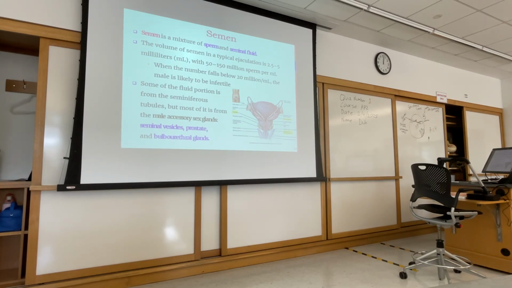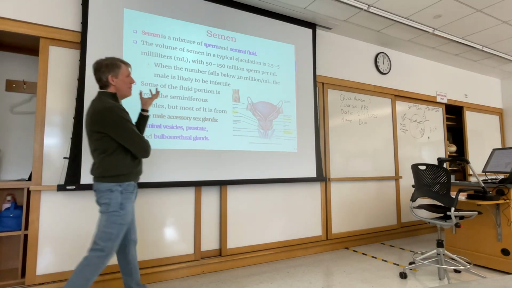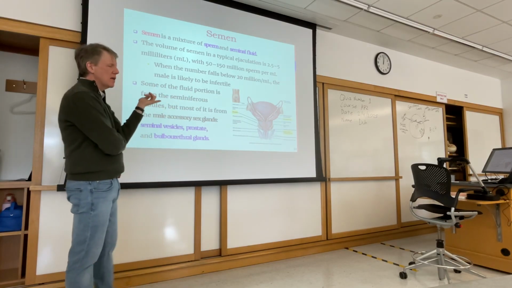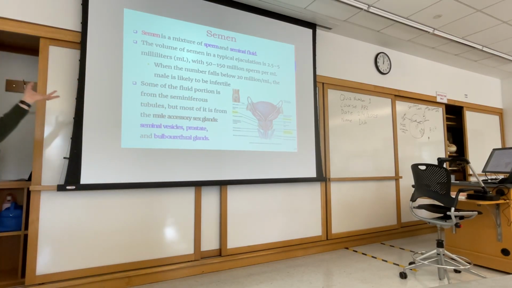That's a ton. The magic number seems to be 20 million, you want to be above that number. If you have less than 20 million sperm per milliliter, there's a very good chance that the guy's going to be infertile and not able to have kids. And you may be saying, well, even if you had like 15 million, that seems like a hell of a lot of sperm, right? 15 million sperm. Why does it have to be so high?